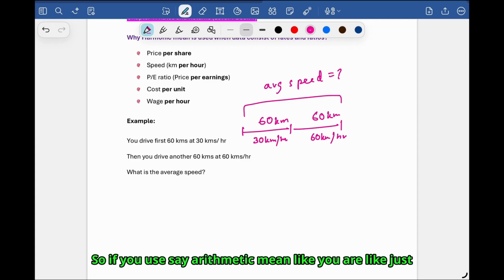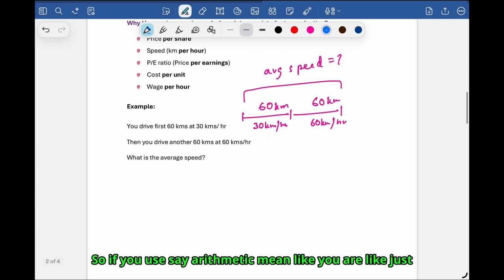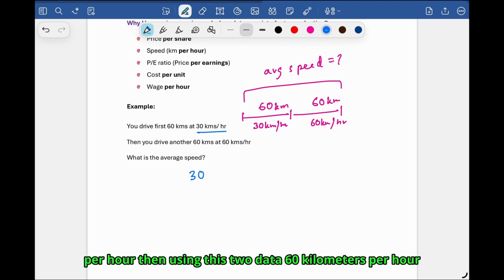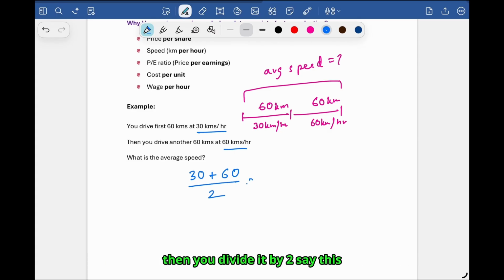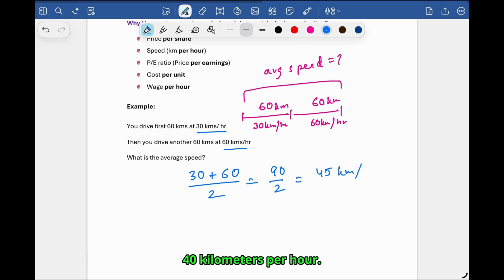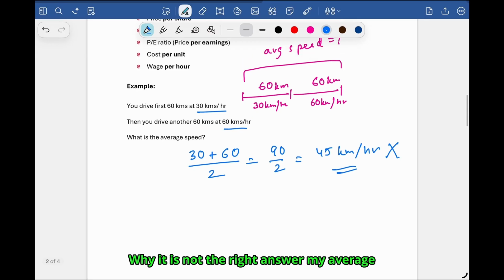If you use the arithmetic mean, you take 30 kilometers per hour and 60 kilometers per hour, then divide by 2. This will be 90 divided by 2, which comes out to 45. You will say my average speed was 45 kilometers per hour. Is that the right answer? It is not the right answer. Why is it not the right answer?